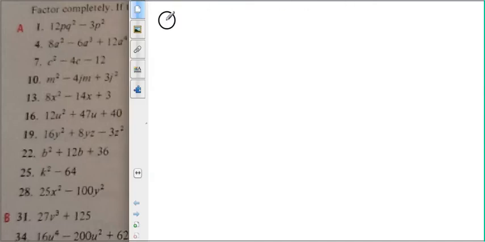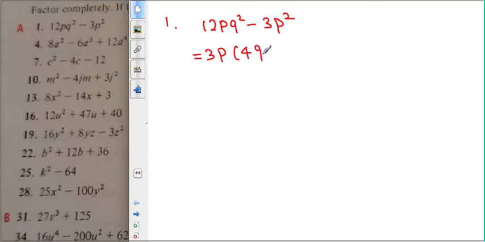First question was 12pq squared minus 3p squared. Now, in this case, as you can see, 3p was a common factor, so we can factor out 3p. Then we have 4q squared left from the first one, minus p. And there's no other factor, so that's about it. That's how we can do the first one.